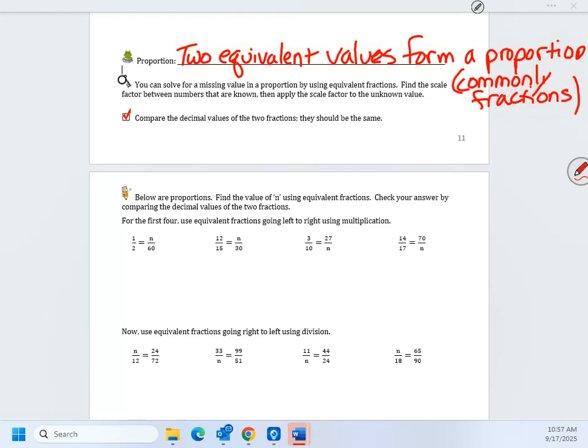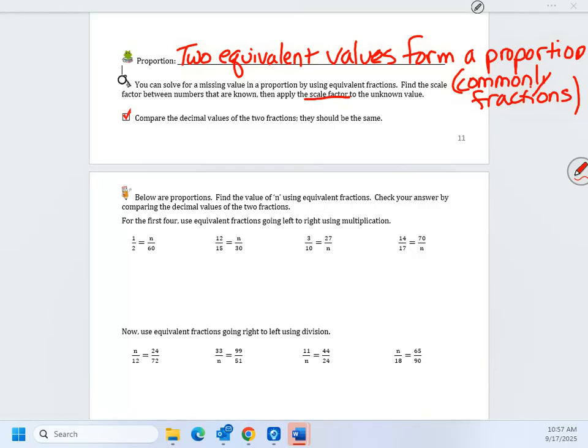Find the scale factor between the numbers that are known, then apply the scale factor to the unknown value. What is a scale factor? That's a new term for us. Anybody know what a scale factor is, Henry? If you have one fraction, you multiply it by 2, you're scaling it up 2 times. So what you multiplied the top and the bottom by, or you divided the top and the bottom by, when you're multiplying, you're dividing by the same number. That's the scale factor. So if I multiply by 2 to get that equivalent fraction, my scale factor is 2.